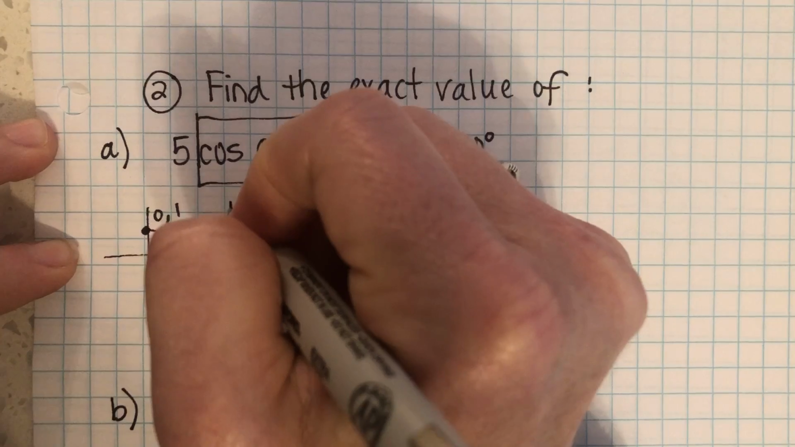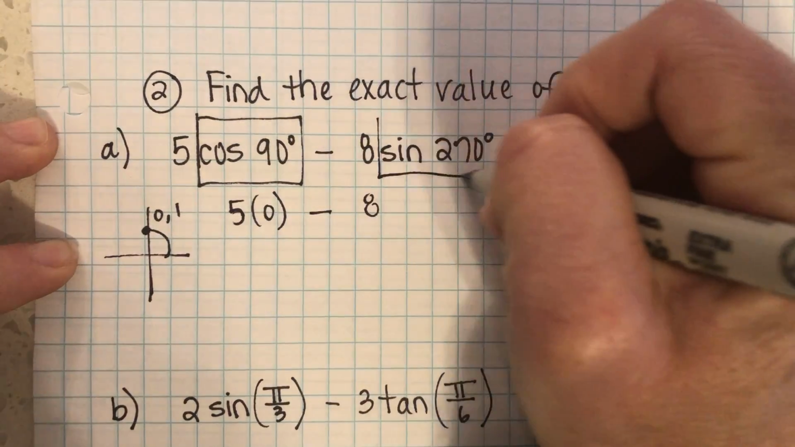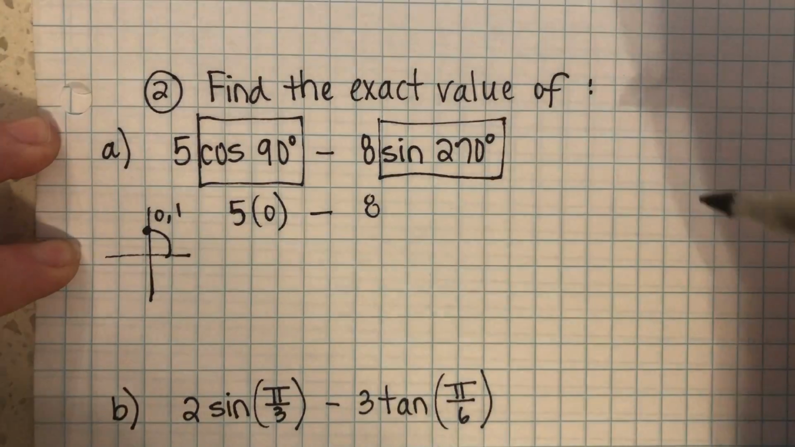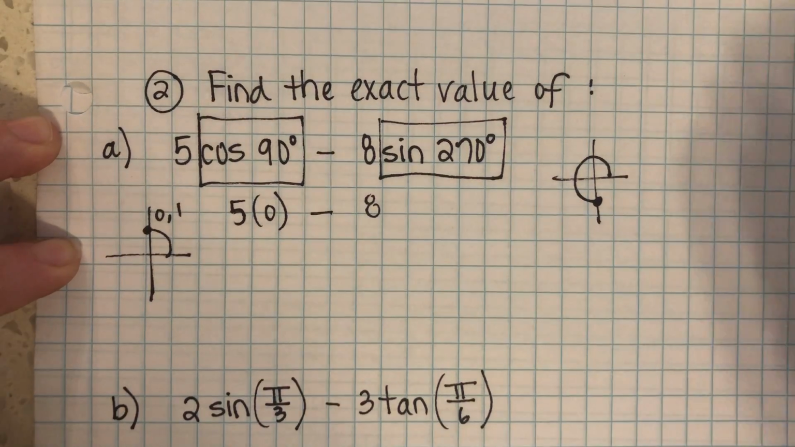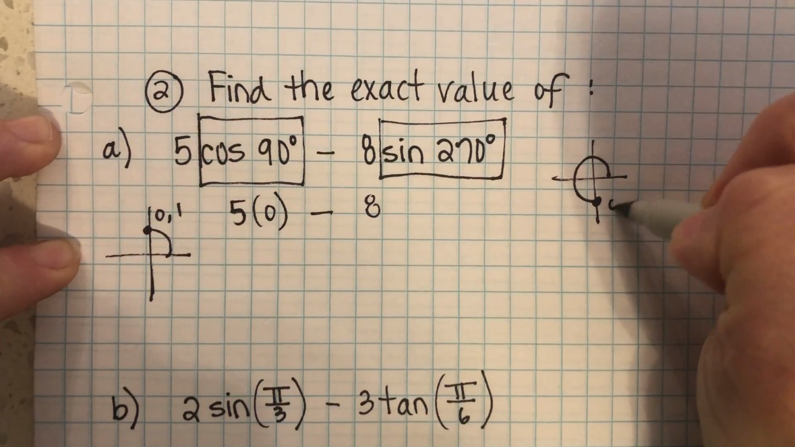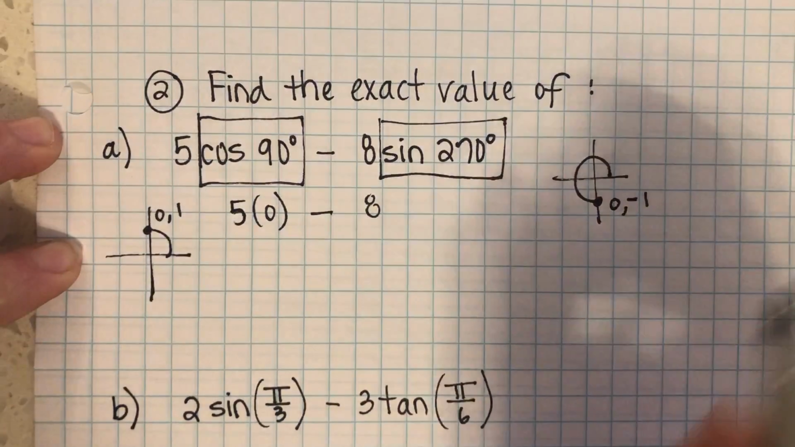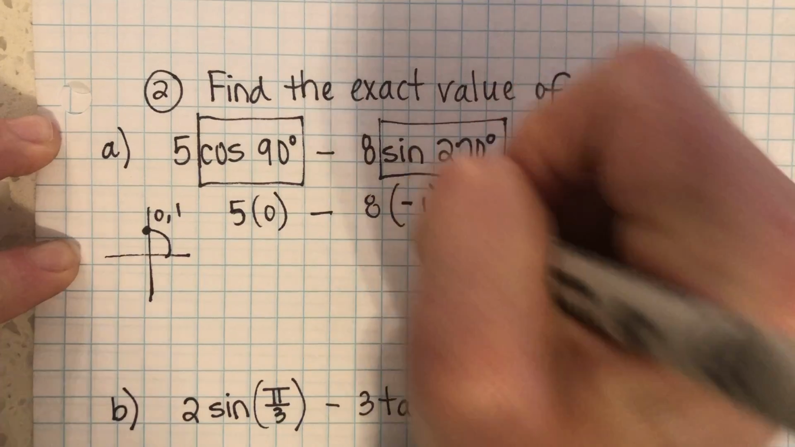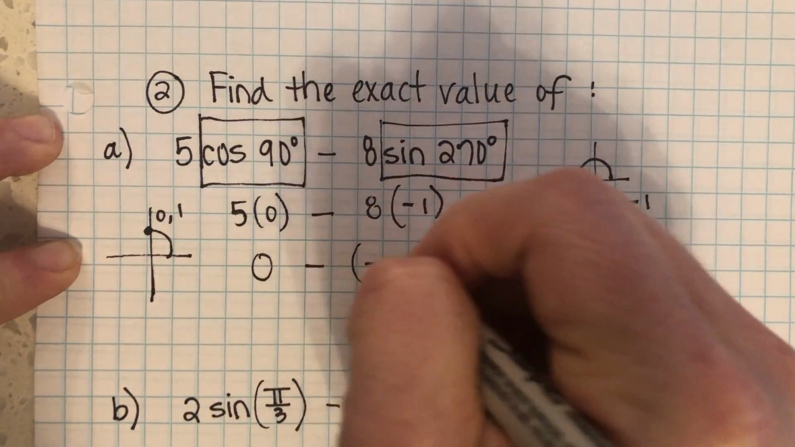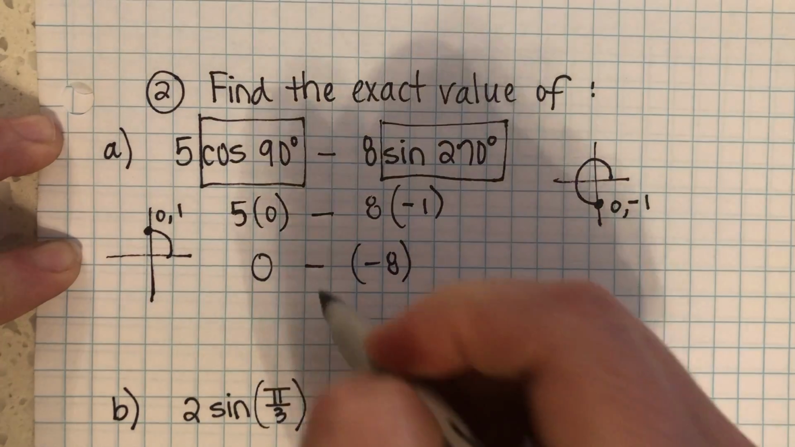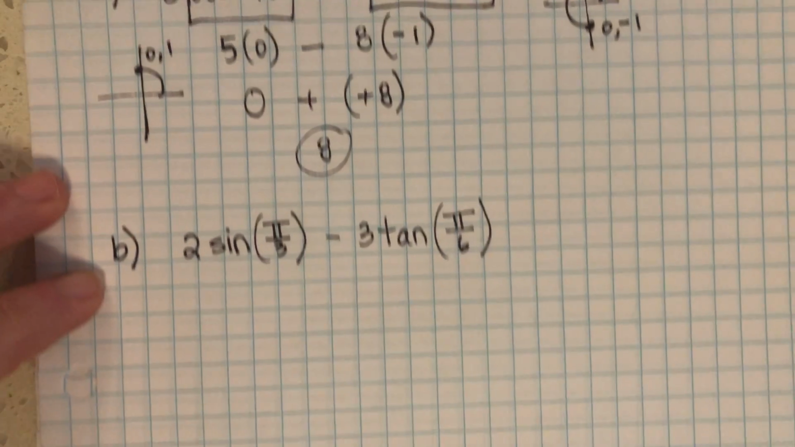So that is 5 times 0, and then minus 8 times the sine of 270 degrees. Where does 270 degrees land? Right there. What ordered pair lives on your unit circle at 270 degrees? That's down 1, so 0, negative 1. The sine is the y-coordinate, so it's negative 1. That's 8 times negative 1. So 5 times 0 is 0. Subtract 8 times negative 1, which is negative 8. So 0 minus negative 8 turns to plus, and the answer is 8. Okay? All right, look at this one.